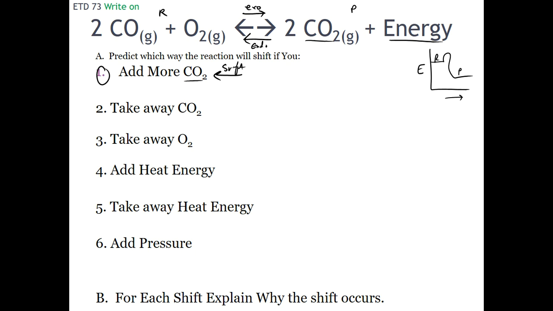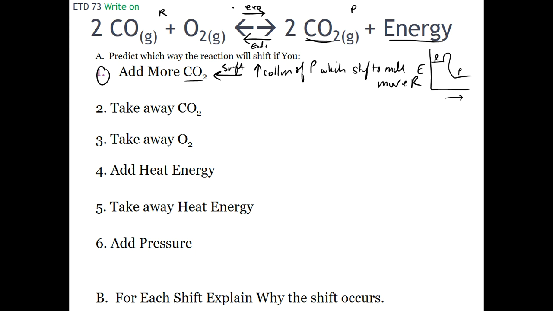And why is it going to do this? Well, simple. If I add more of these products in, the CO2, that means the CO2 is going to collide more often. This is going to increase the number of collisions of my product, the CO2, which will then cause it to shift to make more reactants, right? That's too many product collisions. And when those products collide, they turn into reactants.